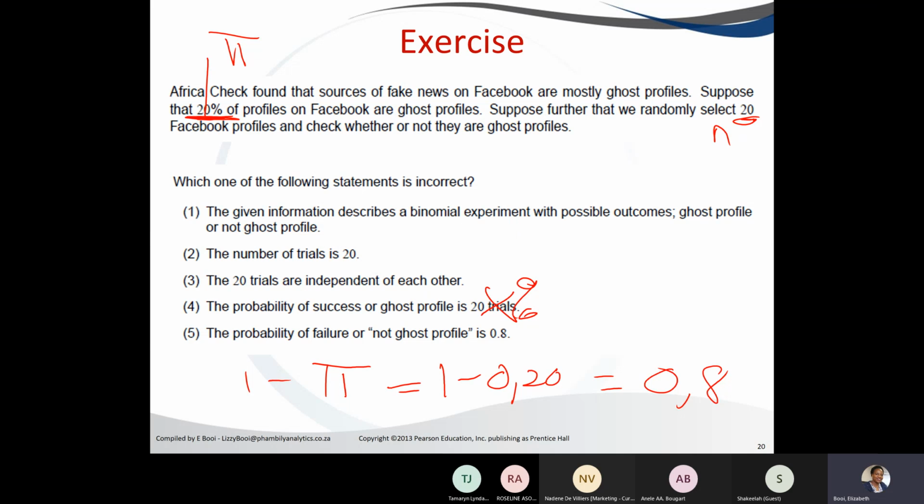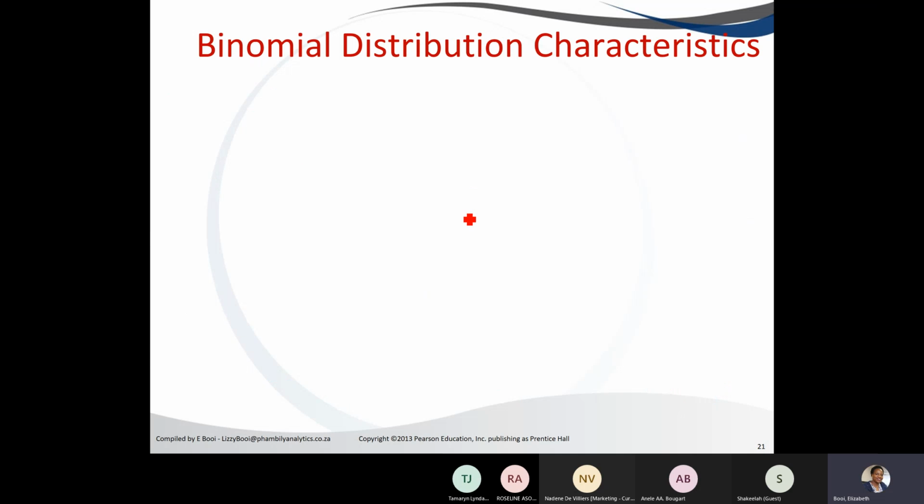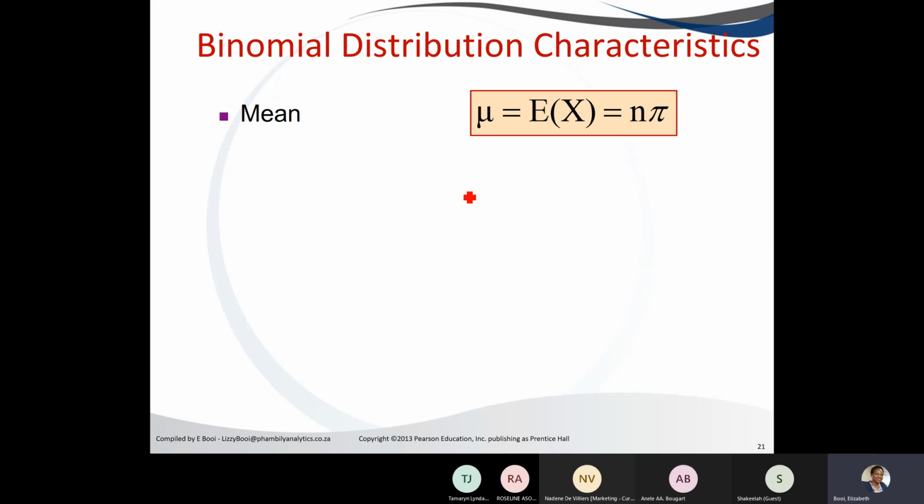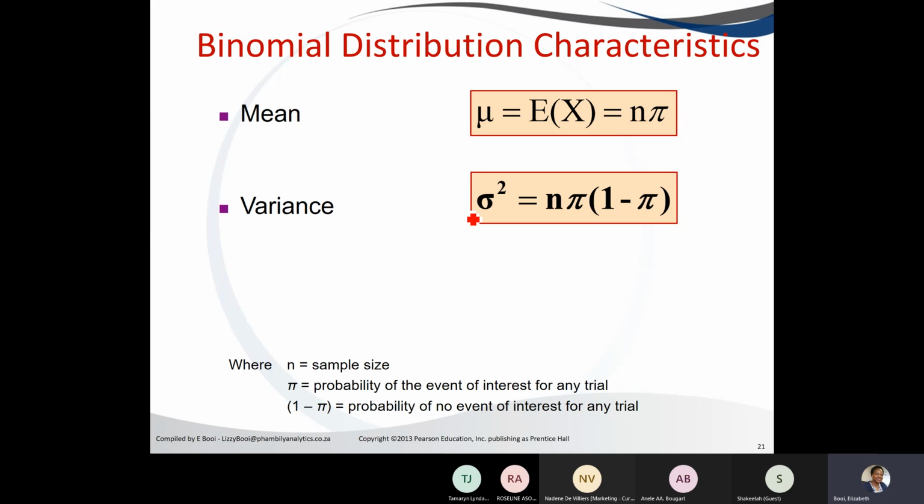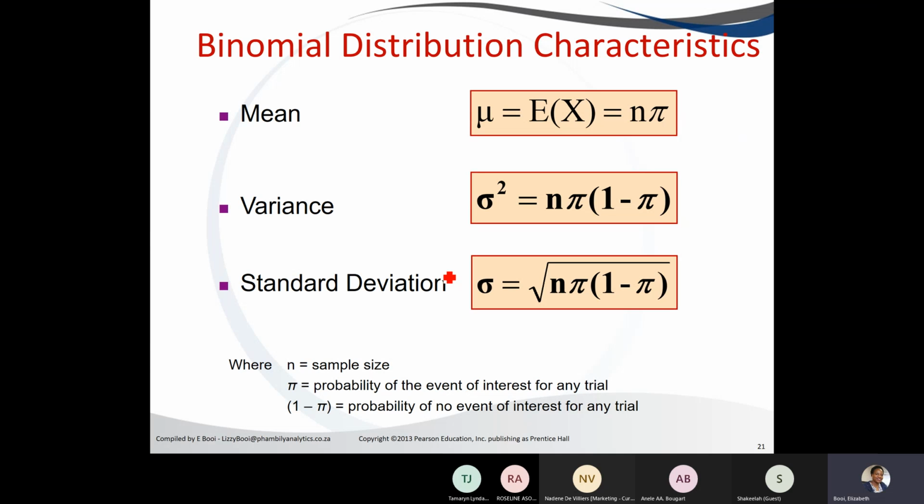Now we move on to the binomial distribution characteristics, which are your mean, your standard deviation, and your variance. The mean is your expected value, which is your trials multiplied by the probability of success. Your variance is n times the probability of success times 1 minus the probability of success. The standard deviation is the square root of your variance.